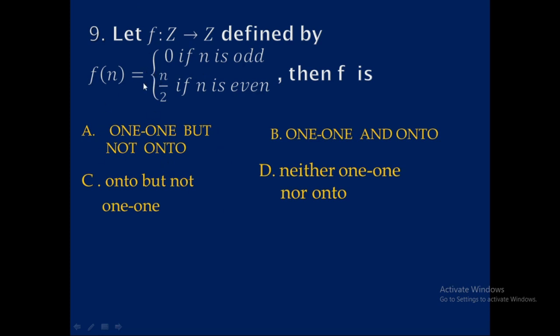Here you know that 1-1 means the different elements of the domain have different images.